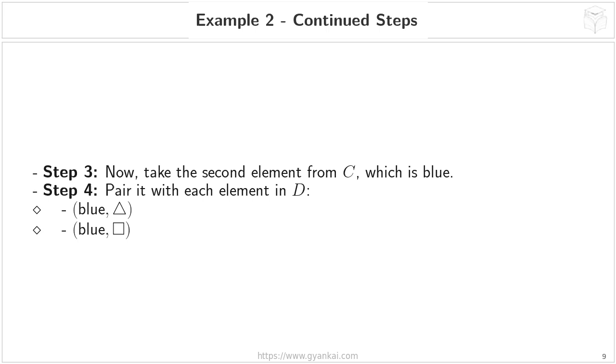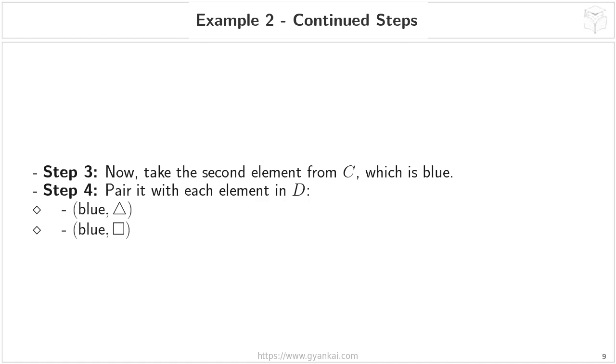Then, we pair blue with the square, resulting in the ordered pair blue square. Let's continue building our Cartesian product. As we've been doing, we're working with the sets C and D. Remember, C contains the elements red and blue, and D contains a triangle and a square. Now, we've already taken the first element from set C, which was red, and paired it with every element in set D. So, we've now created two more ordered pairs, blue triangle and blue square.